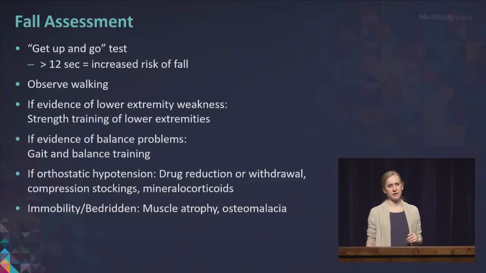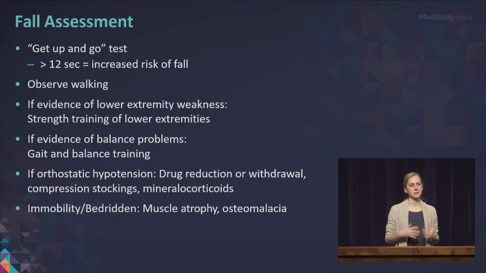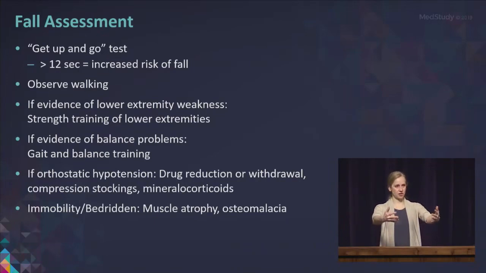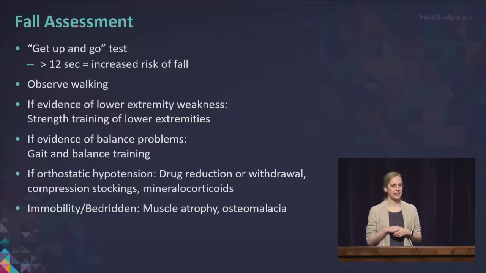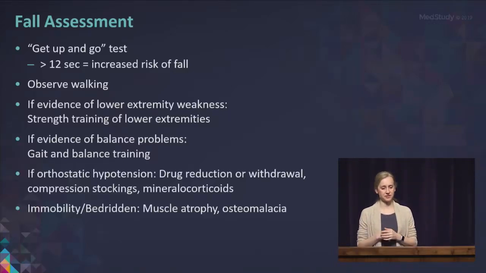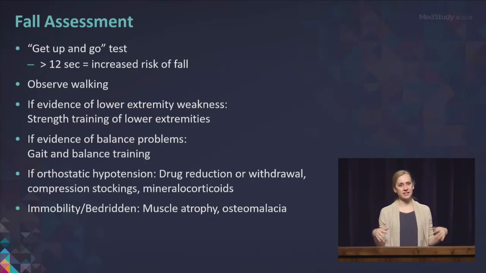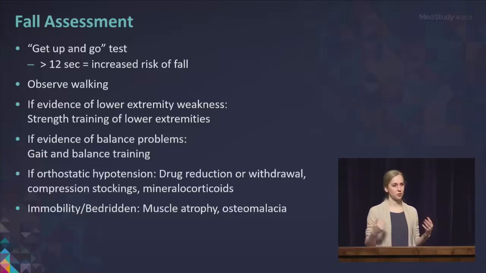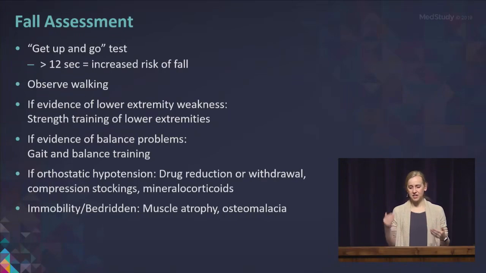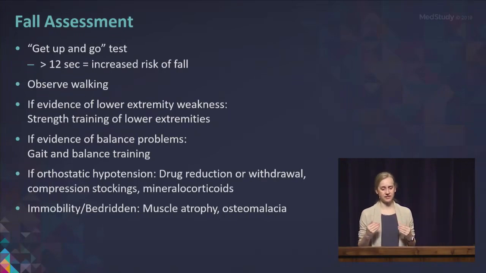So the fall assessment, the best way to do it is to do some timed up and go. Have them sit in a chair and cross their arms like this. Sit up and then walk across the room. And they should be able to do it in less than 12 seconds. If it takes them more than 12 seconds, then it means they're increased risk of a fall. And what you're going to do next then is observe them walking. And this doesn't mean just a normal gait. You also want them to do tandem and consider Romberg testing, because you're really trying to diagnose exactly what it is that's causing them to have difficulty walking.